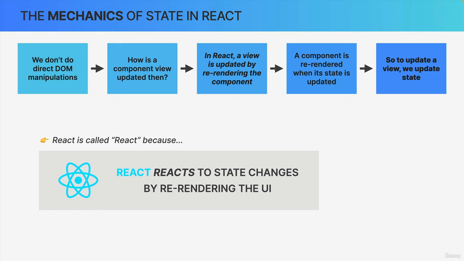And with this, we have come full circle from the first lecture about why frameworks exist. There we learned that frameworks exist to keep UI in sync with data. And so now we have learned a bit better how React does that.